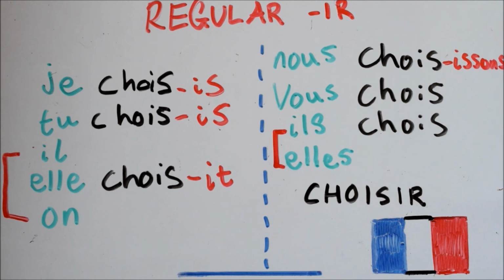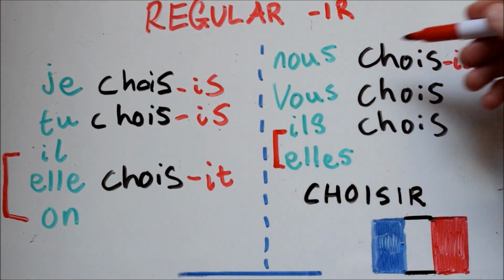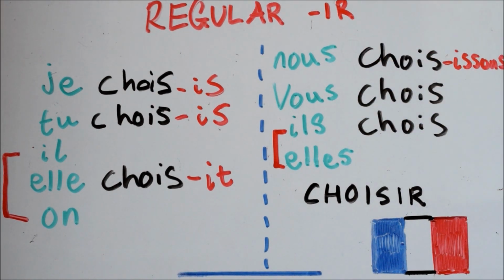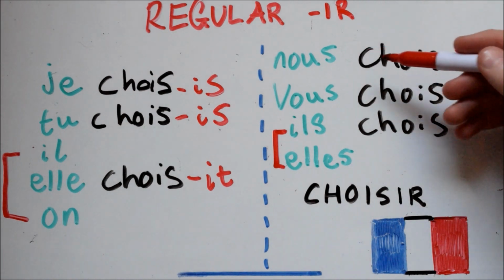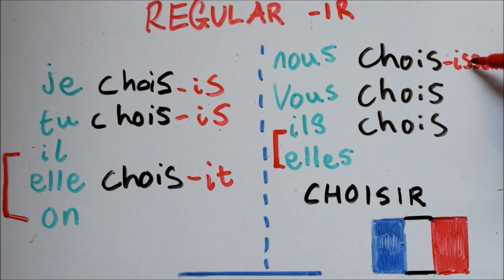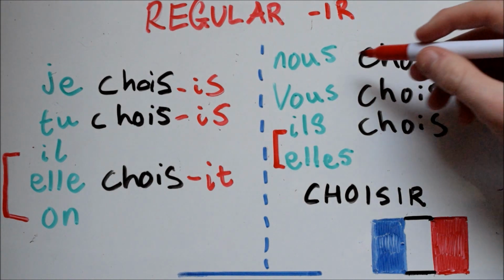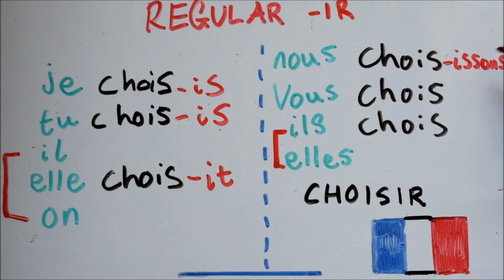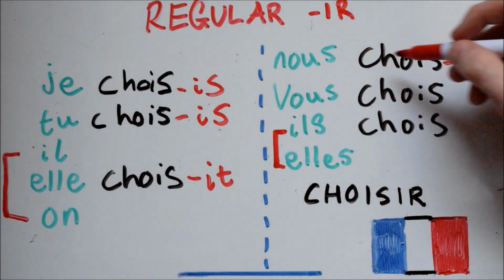ISSONS. This says, nous choisissons. So if I break this down for you, nous choisissons. Nous choisissons. Nous choisissons.